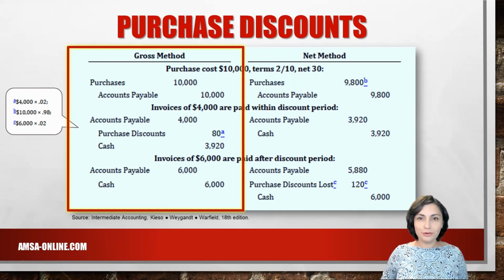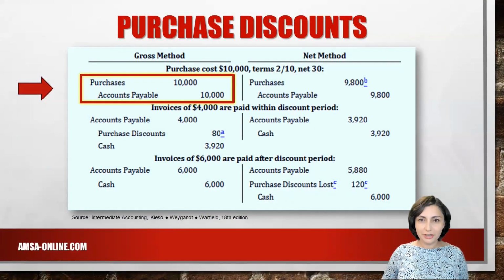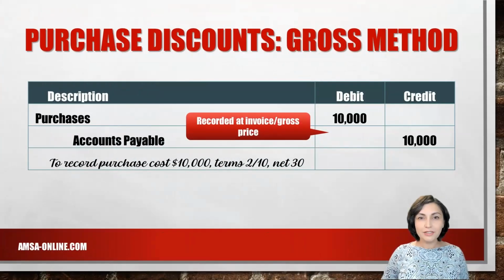When a company uses the gross method under the periodic inventory system, it records the purchases and accounts payable at the invoice price, which is the gross amount. The gross method is more straightforward and therefore it is more popular. The first journal entry is to record a purchase of bicycle inventory with the cost of $10,000, terms 2/10, net 30. Since the gross method is used, both debit and credit are for $10,000.